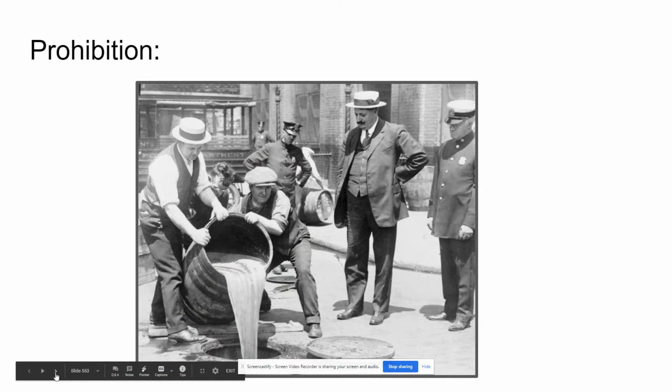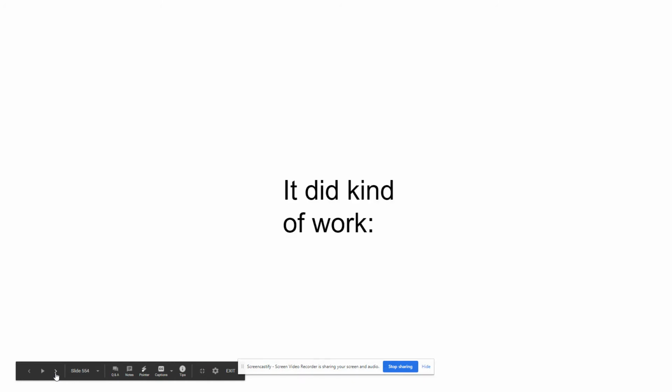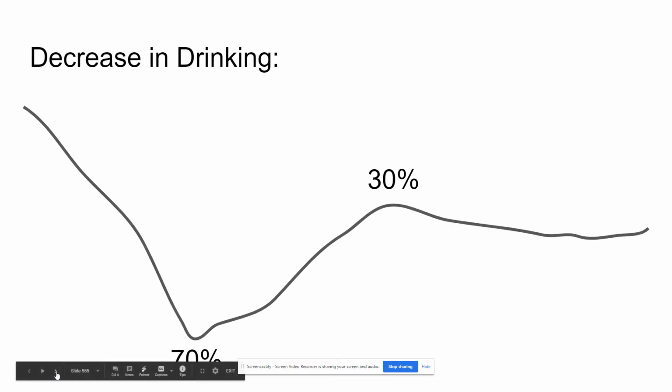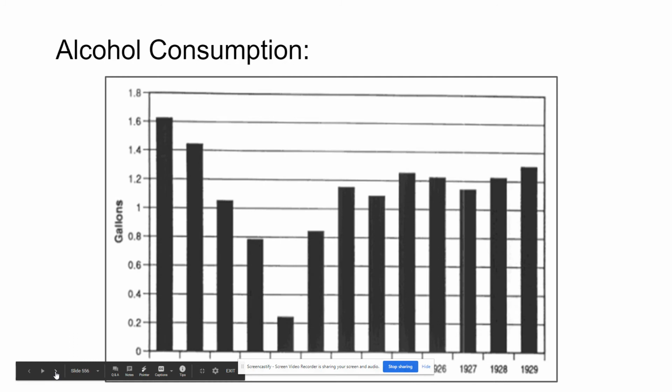Lesson number two, Prohibition did kind of work. If you look, drinking decreased about 70% in the early years of it. And then it stayed 30% less than normal after that. So believe it or not, drinking actually did decrease. Here, alcohol consumption went drastically down in that first year. And then even though it went back up, it stayed lower than it was in the pre-World War I era. So it did kind of work.